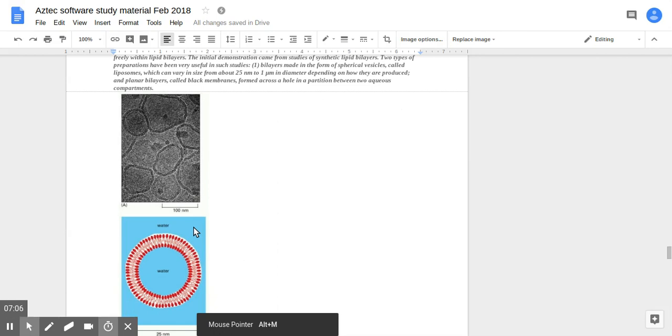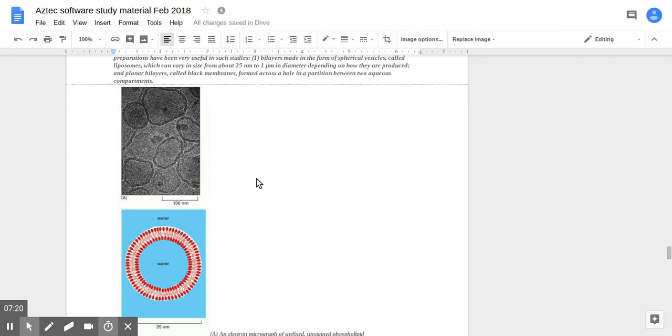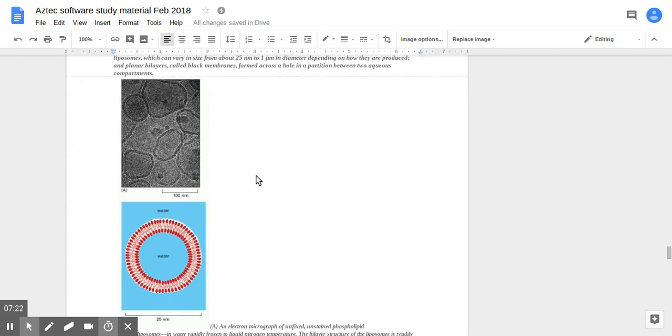Two types of preparations have been useful in such studies. One, bilayers made in the form of spherical vesicles called liposomes, shown here in a microscope, can vary in size from 25 nanometers to 1 micrometer in diameter, depending on how they're produced. Planar bilayers, called black membranes, form across the hole in a partition between two aqueous compartments.